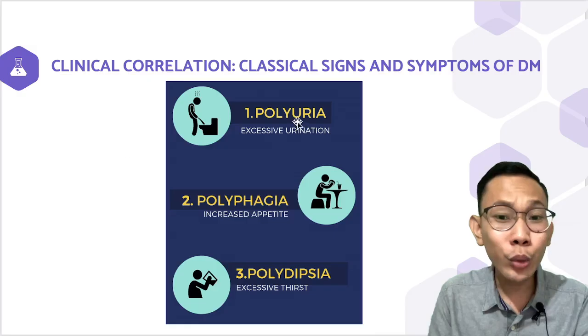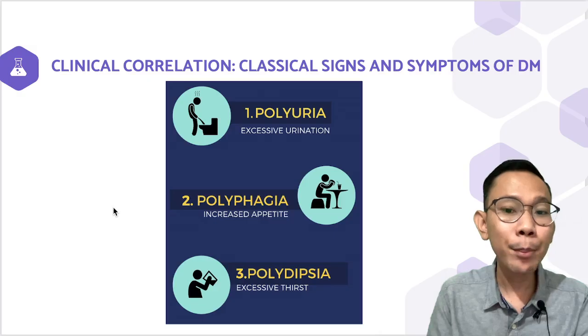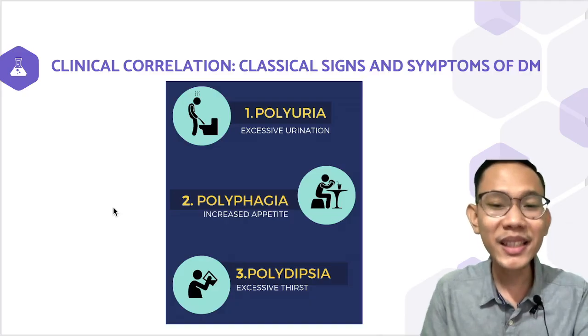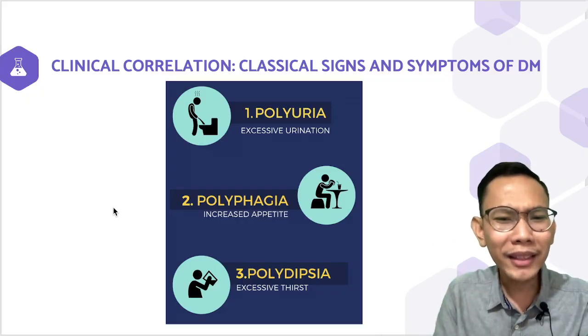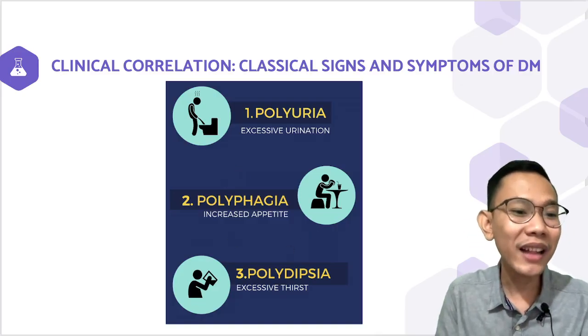When we say polyuria, that is excessive urination. When we say polyphagia, that is increased appetite. And when we say polydipsia, that is excessive thirst. So later on sa aking next diagram, we will explain bakit kaya nagkakaroon ng polyuria, polyphagia, and polydipsia ang ating patient.